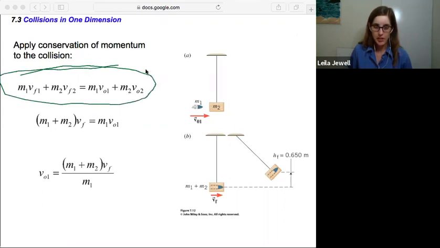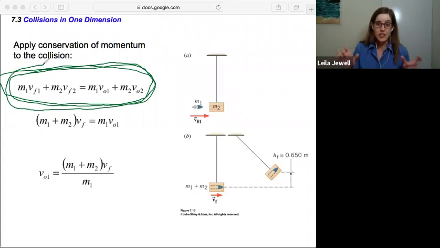This one's a handy one to include on your crib sheet because it focuses on both objects, their final and initial momentum. So mass 1 times its final velocity plus mass 2 times its final velocity is equal to mass 1 times its initial velocity plus mass 2 times its initial velocity. Now, as we look at the initial case, mass 2, the block, does not have any initial velocity. So v02 is just equal to 0, and that second term disappears.